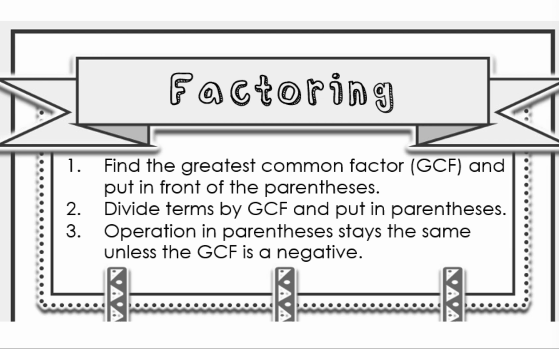So factoring, here's our steps. 1, find the greatest common factor and put it in front of the parentheses. 2, divide terms by the greatest common factor and put them in the parentheses. And then 3, the operation in the parentheses is going to stay the same unless your greatest common factor is a negative.